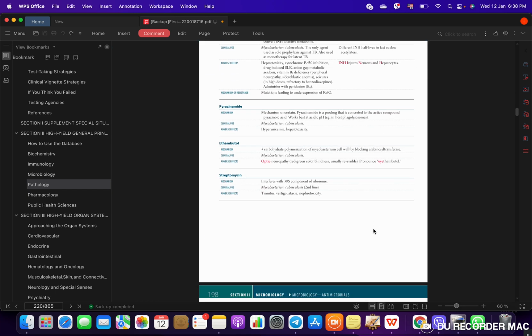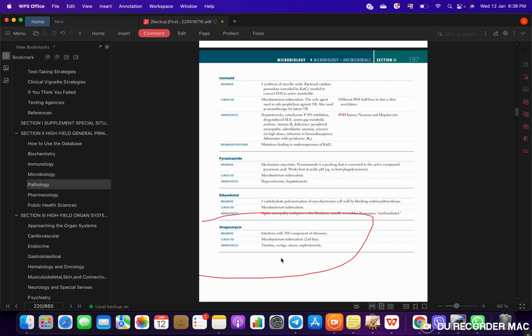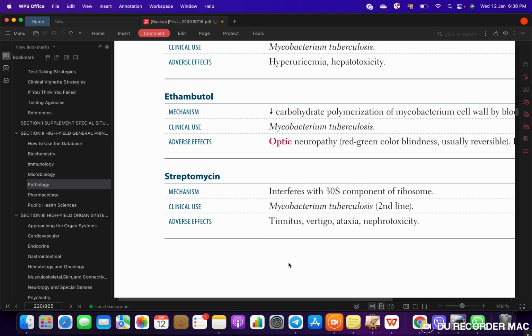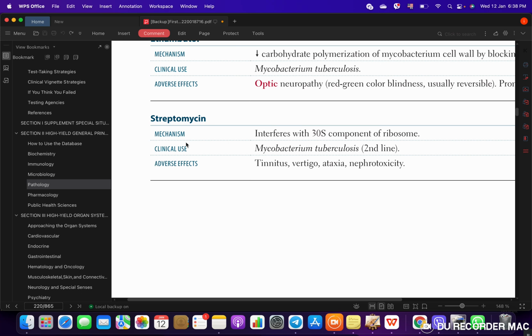The next drug I would like to speak about, I know it's a little bit atypical, but I will jump to the last one, which is streptomycin. Why am I jumping to streptomycin? It's basically the first ever drug that was discovered for this, and it was actually a breakthrough in medicine. For the first time in history, we were able to treat tuberculosis, which was a death sentence. No treatment means the patient will die, 100%. So when they discovered streptomycin, that was a breakthrough.